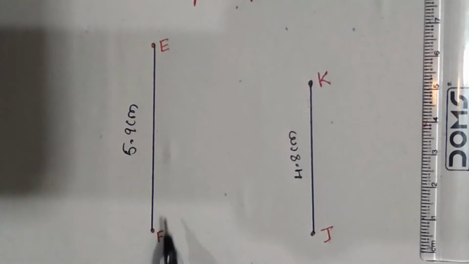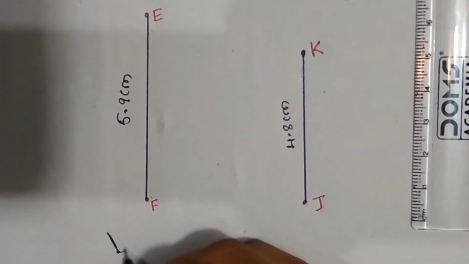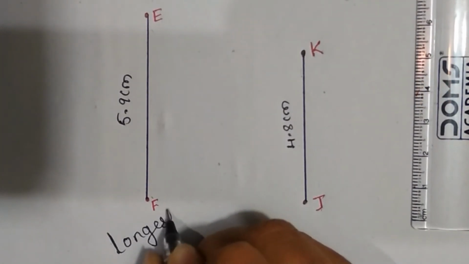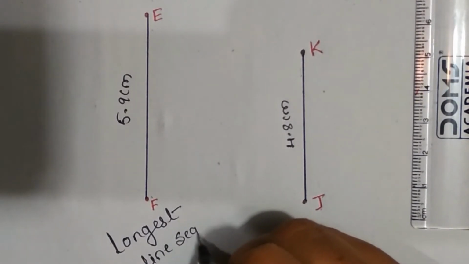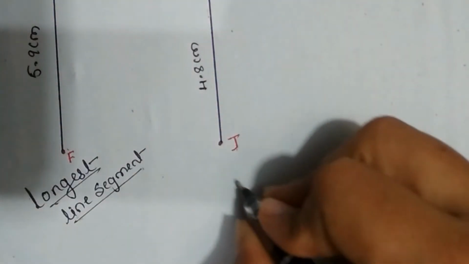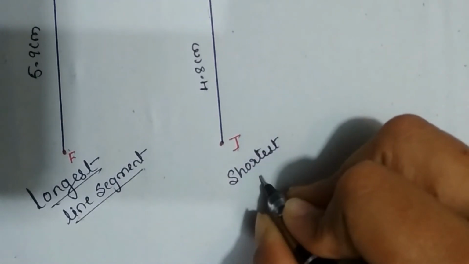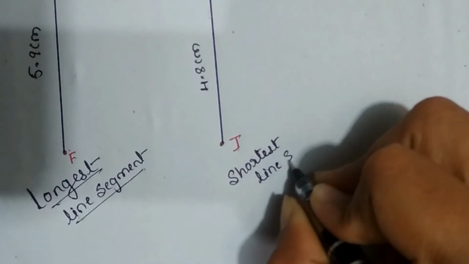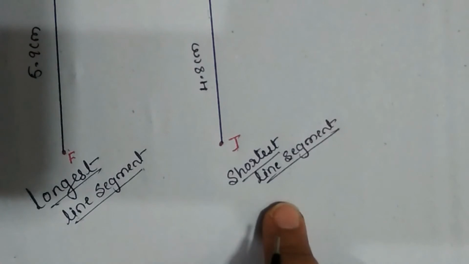Now after coming to know the measurements of these two line segments, we can see that EF is the longest line segment. And this one is the shortest line segment in between these two.